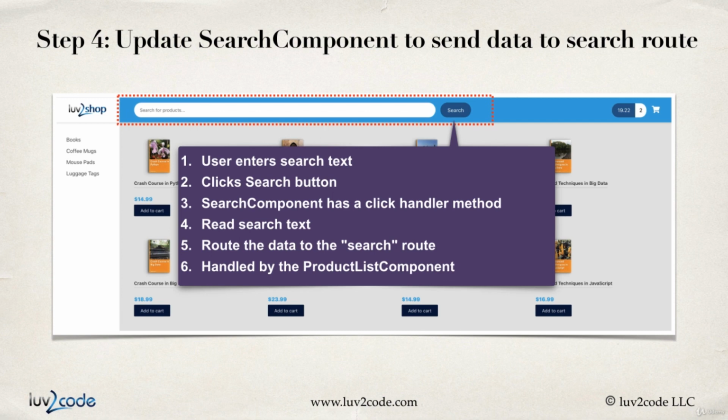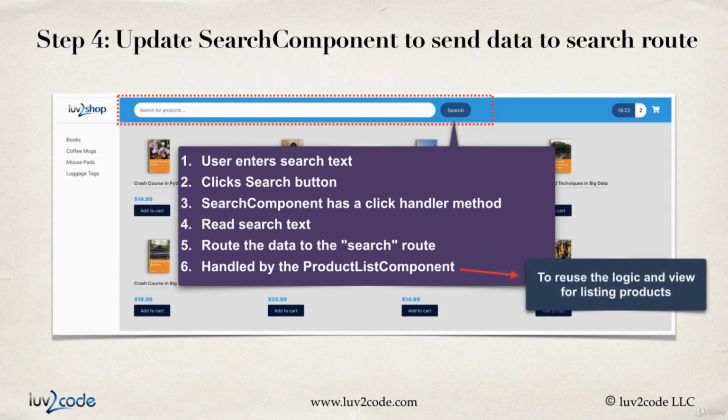And now you may wonder, well, why is it being handled by the product list component? Because basically we want to reuse the logic in Vue for listing products. We already have that functionality in place. Instead of reinventing the wheel, we'll simply reuse that given product list component. And we'll see more of this as we get into the coding.